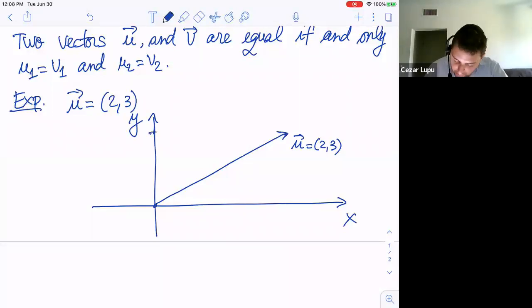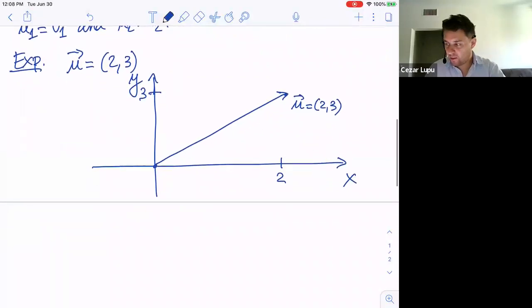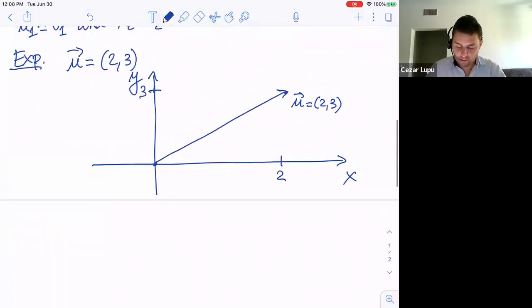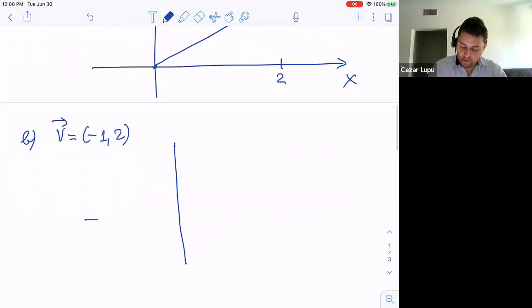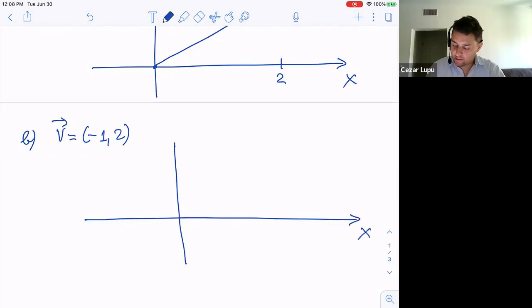Let's say here I have the unit is 3 and here it's 2, although it doesn't quite look okay, but anyway, imagine this. And now let's say I want to represent another vector. Let me give you a vector v of coordinates, let's say -1 and 2. In this case, I'll draw the same picture. So you have x and y.